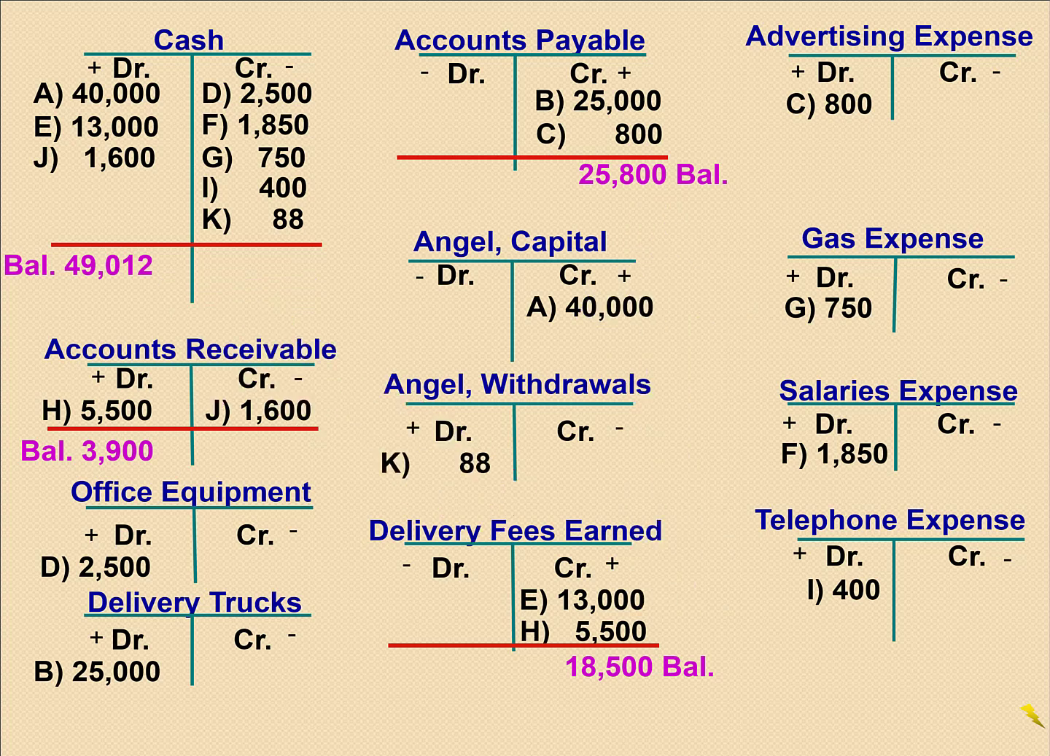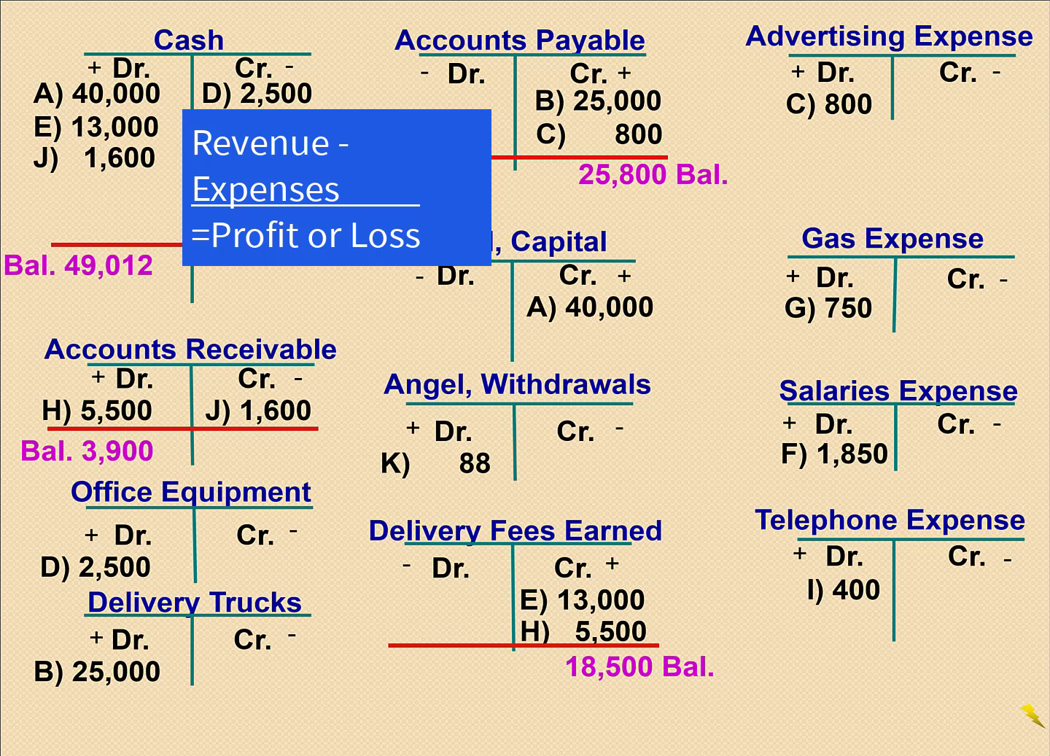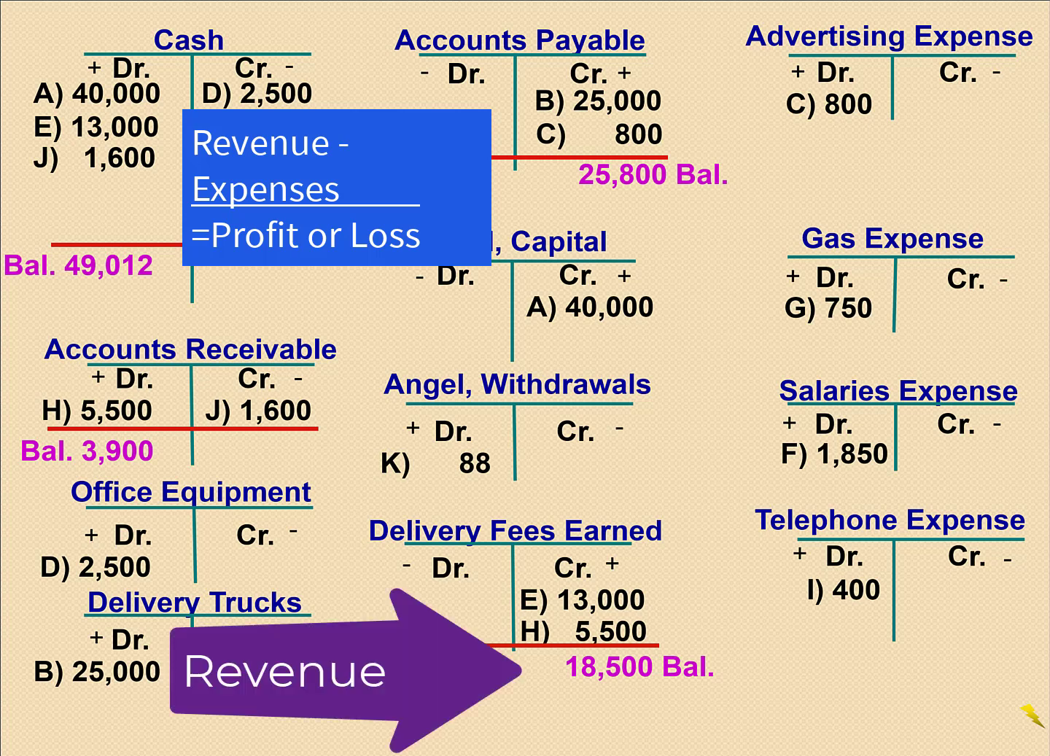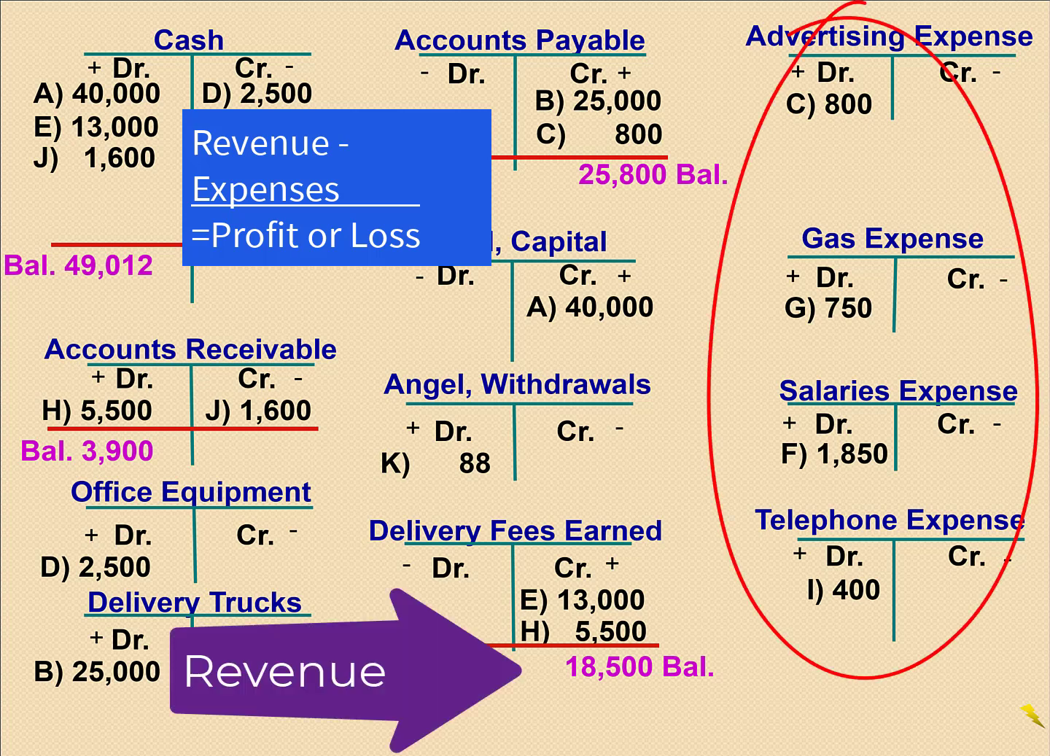And let's see if we can eyeball the expenses and compare them to the revenue. Do you think this company has a profit? Well, remember, profit is revenues, which is delivery fees earned, minus expenses. So it definitely looks like this company has a profit. $18,500 of revenue is definitely bigger than our 4 expenses. And that's it.